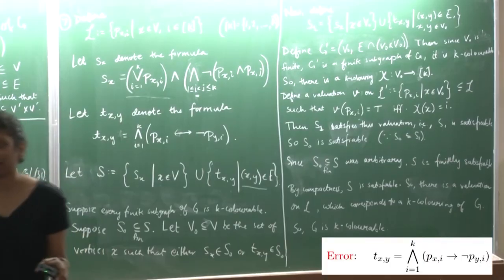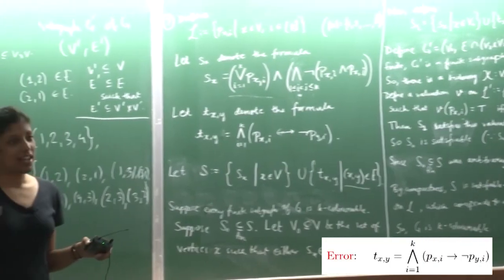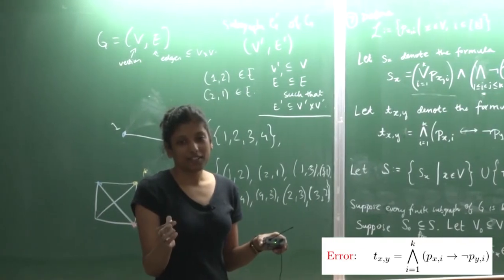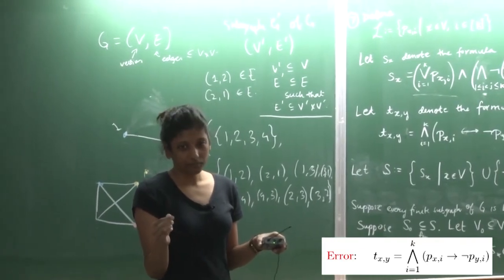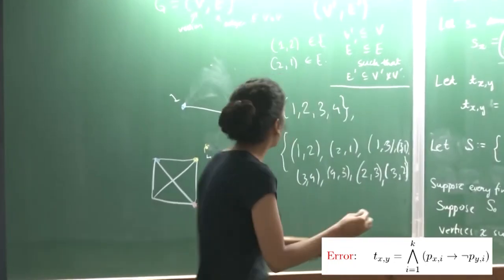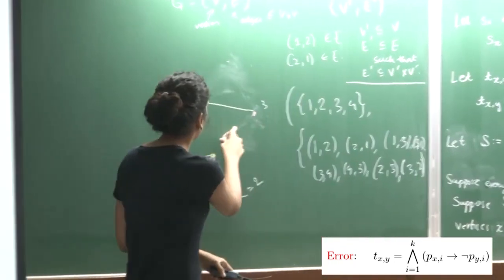How many people say yes? And how many people say no? No. Why do you say no? Because any collection of those statements won't necessarily describe a subgraph. Exactly. So maybe you have this subgraph.